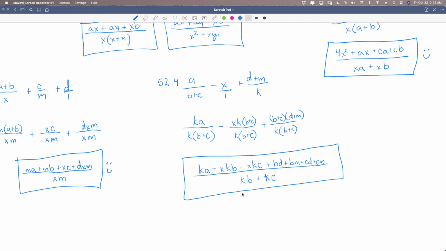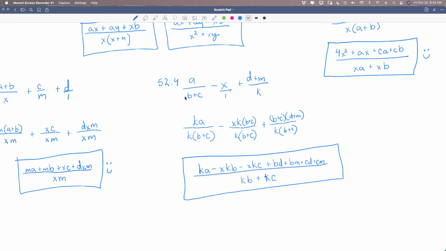All right, you should have ended up with a very long problem. Ka minus xkb minus xkc plus bd plus bm plus cd plus cm all over kb plus kc. So here's how I got all of that, in case you're wondering. So we figured out the common denominator was b plus c times k, which I wrote like this, and I did my 3 fractions with the common denominator.